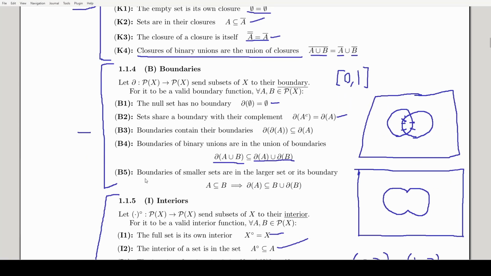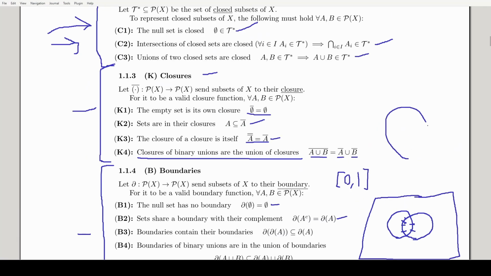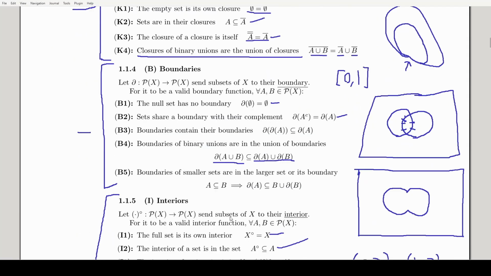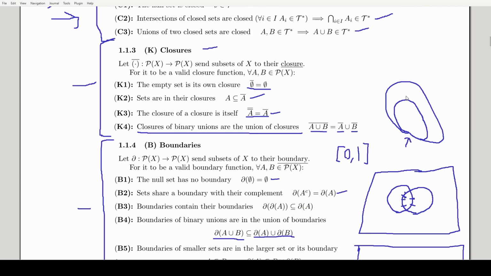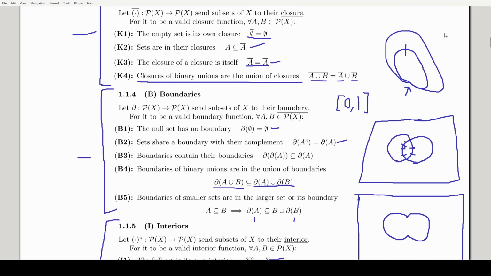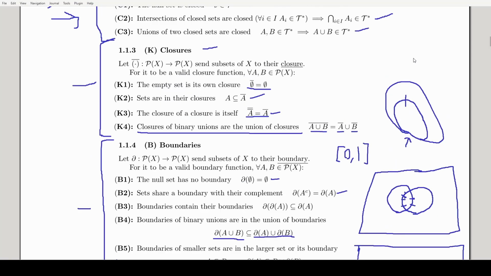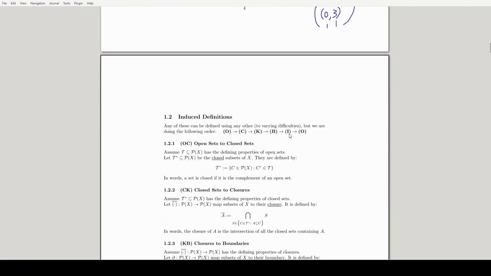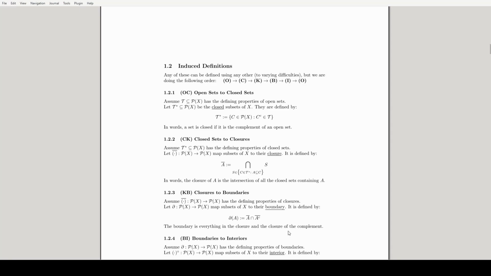And then the last one is that the boundaries of smaller sets are in the larger set or its boundary. So if I draw a picture for this, imagine this is our bigger set, and then I have a smaller set sort of here. They share a boundary here, so this would be a case when the boundary of A is in the boundary of B, and right here, the boundary of A is in B instead of the boundary of B.